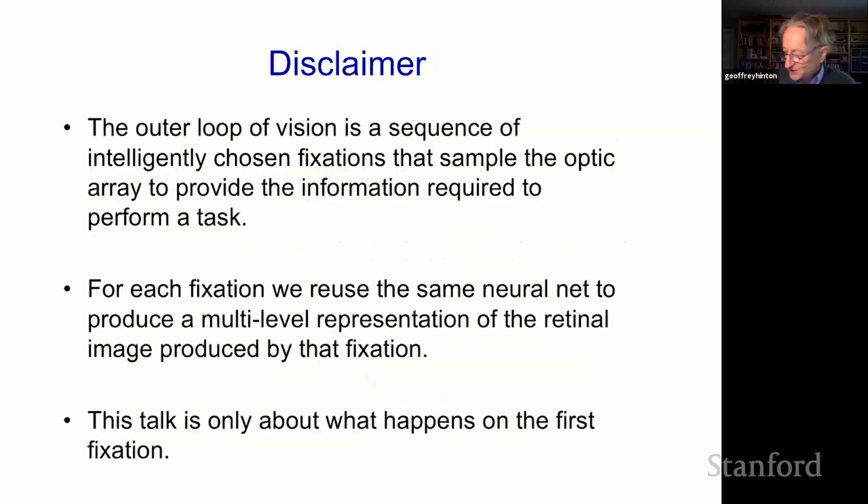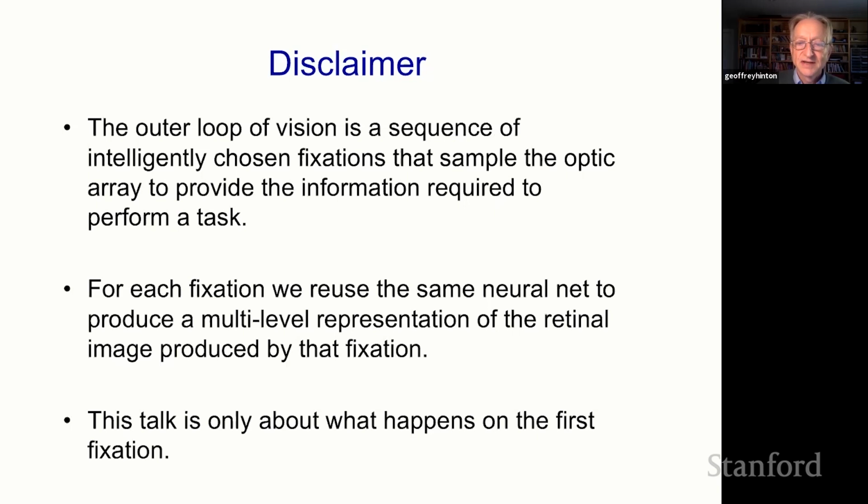So before I go into more details about GLOM, I want a disclaimer. For years, computer vision treated vision as you've got a static image at uniform resolution and you want to say what's in it. That's not how vision works in the real world. In the real world, there's this outer loop where you decide where to look. If you're a person or a robot, you better do that intelligently.